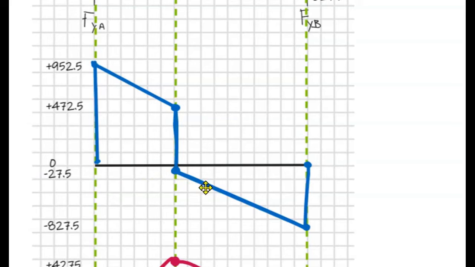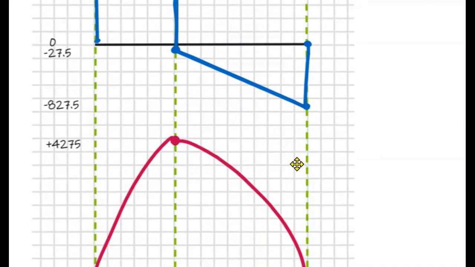And from this point to the other side, it's dropping over 10 feet, 80 pounds every foot. So it drops another 800 pounds, bringing us to minus 827.5 pounds. And then the last reaction force is going up back to 0. So if you begin at 0, go up, come down some more, and then go back up to 0, then you know you did it right.